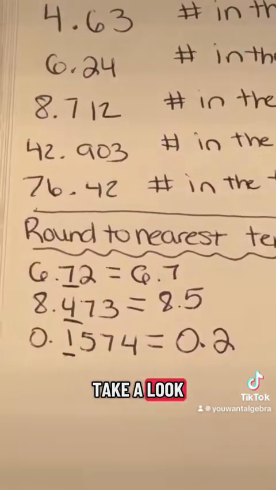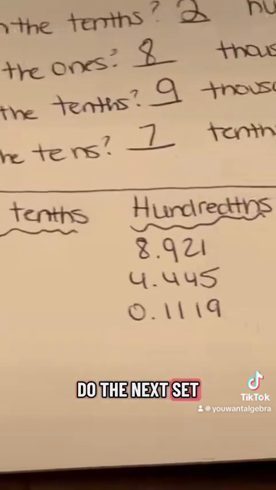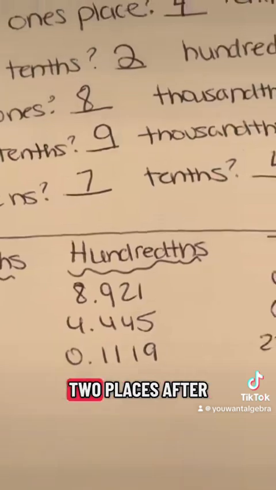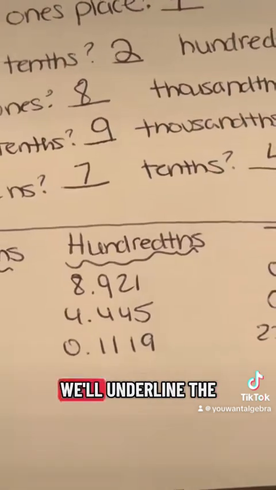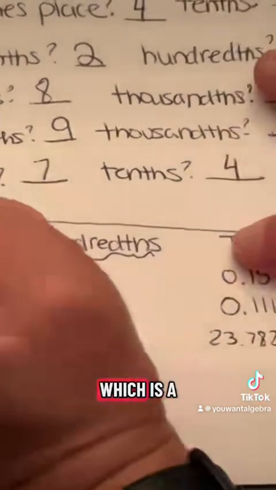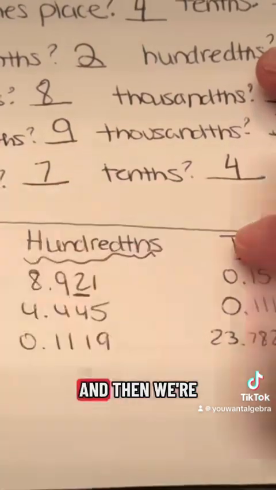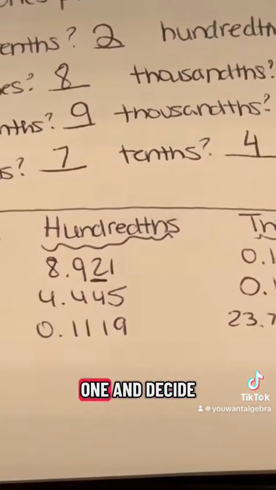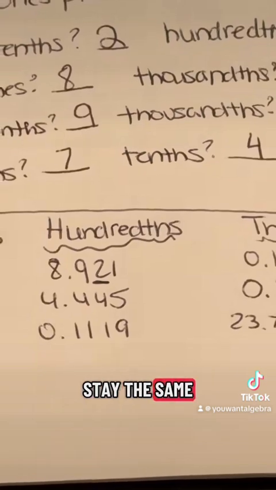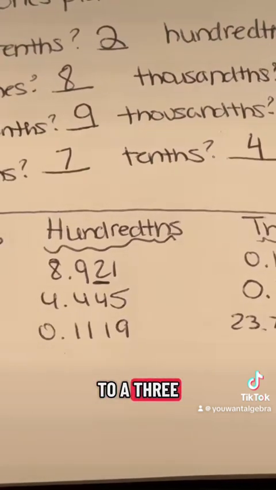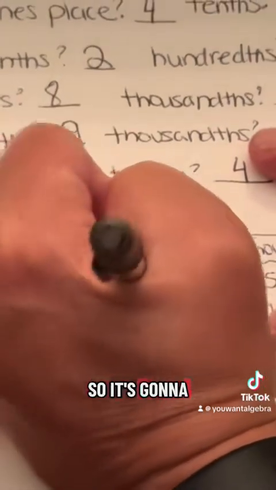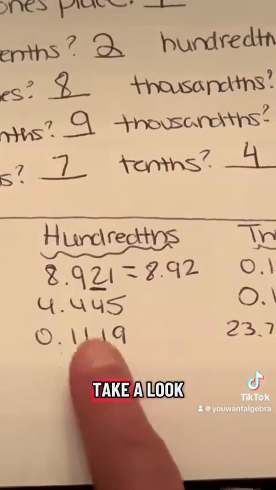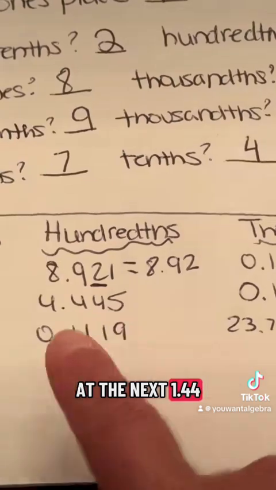Now we're going to do the next set, which is the hundredths. So we're going to do the number two places after the decimal place. We'll underline the number that we're talking about, which is a 2 in this case. And then we're going to take a look at the number in the thousandths position, which is a 1, and decide, is it going to stay the same or is it going to bump up to a 3? And it's going to stay the same, so it's going to be 8.92 on this one.